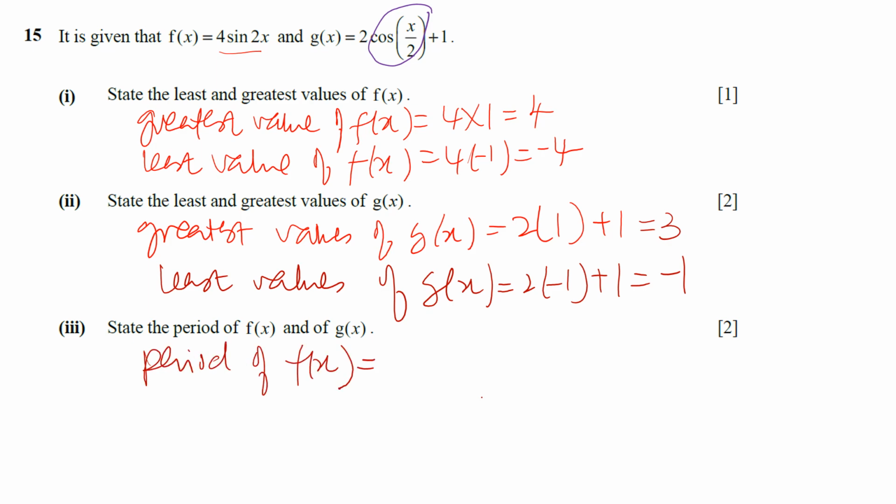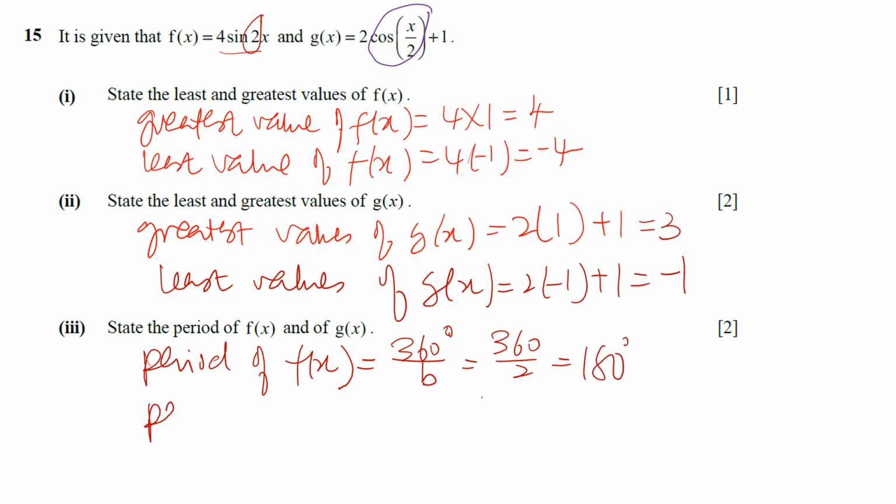Alright, you're not told the unit, so we can leave it in degrees or radians. So the period of f(x) will be 360 degrees divided by b. B is the coefficient of x, which is 2 here. So 360 divided by 2, so the period is 180. That means from 0 to 180, there's one cycle.